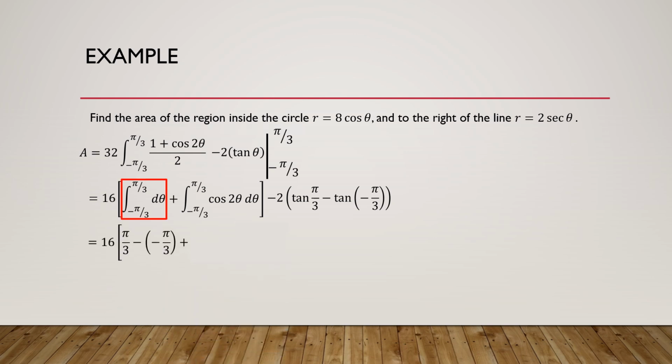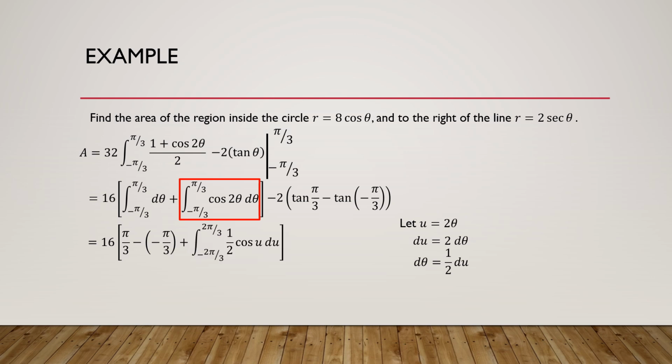The integral of d theta is pi over 3 minus negative pi over 3. For the cosine 2 theta integral, we let u equal 2 theta, making du equal to 2 d theta, and then finally d theta equals 1/2 du. Substitute to make the new integral from negative 2 pi over 3 to 2 pi over 3 of 1/2 cosine u du. Tangent pi over 3 equals square root of 3, and the tangent of negative pi over 3 is equal to negative square root of 3.